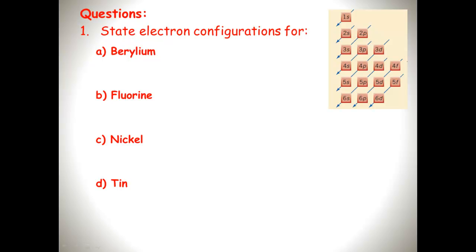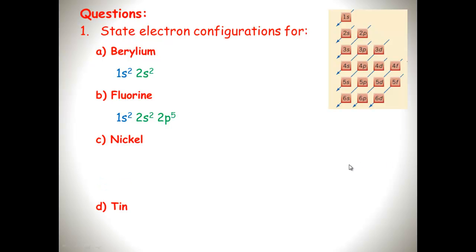So beryllium has got 4 electrons, and they will be 2 in the 1s and 2 in the 2s. So 1s2, 2s2. Fluorine, 1s2, 2s2, 2p5. That gives us 2, 4, 9 electrons.